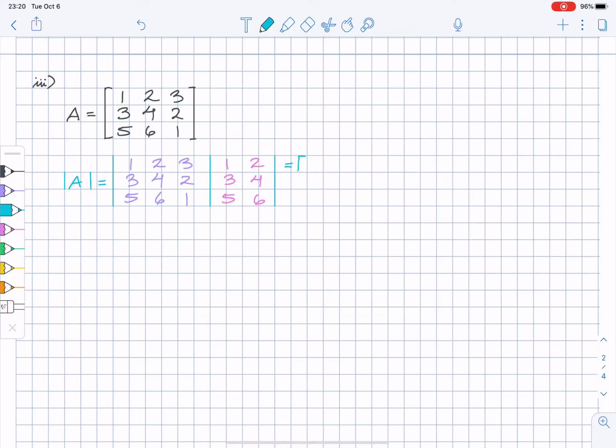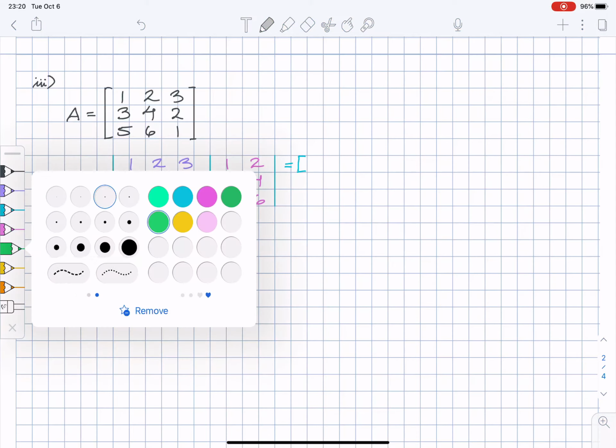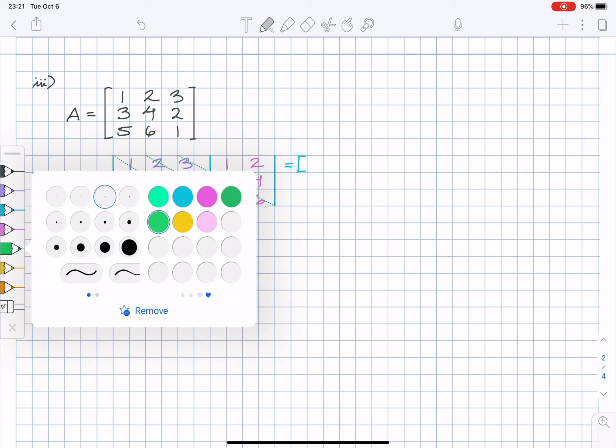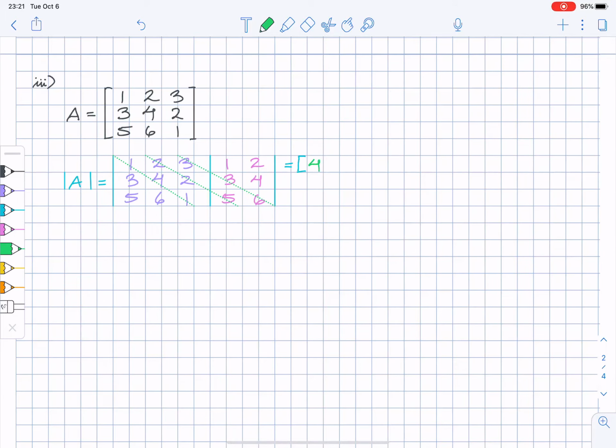Okay, so now we're going to take the sum of the products of all the main diagonal entries. 1, 2, 3. Okay, so what do we get then? We get 4 plus 20 plus 54, from which we're subtracting the product of all the alternate diagonal entries.